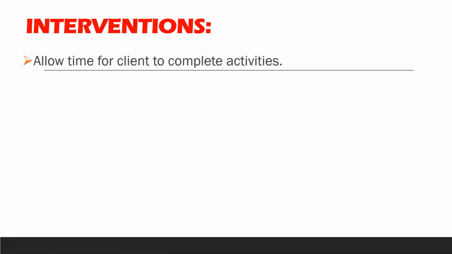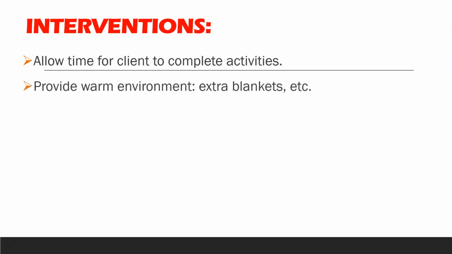Another intervention would mean that since everything is slowed down, it is important that the client needs to complete activities, and we have to facilitate that. You do not treat them as somebody who is disabled or debilitated. It's just that everything that they do is slowed down. So allow the client to complete the activities, and don't do it for them. Make them do it for themselves. Provide a warm environment because there's your intolerance to cold. So you provide your extra blankets, your jackets, your socks for that matter. So anything that will provide warmth in situations where the client feels cold.